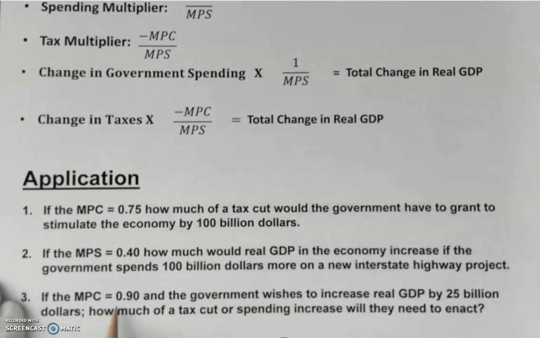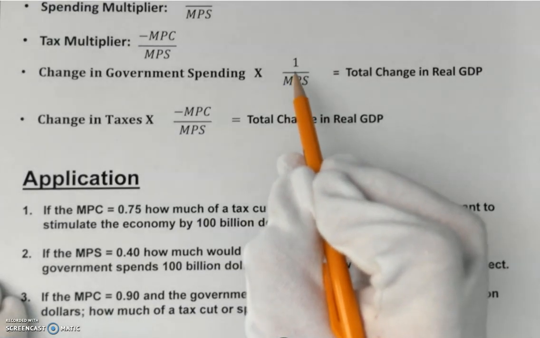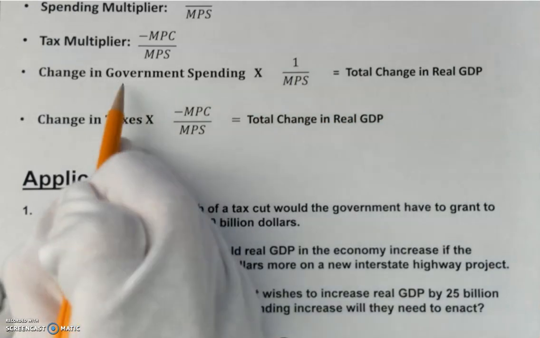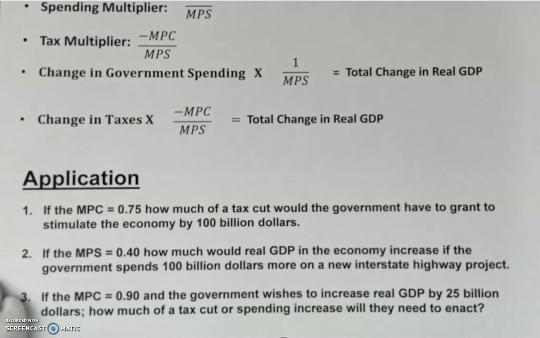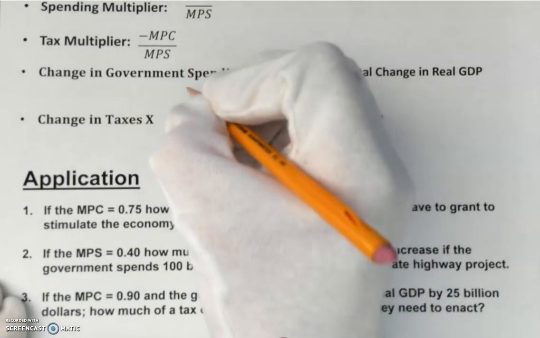So we know that the marginal propensity to consume is 0.9. And it also tells us how much they want to increase real GDP. So we're going to be able to derive the multiplier and the change in real GDP. Then we're going to solve for the government spending that would be necessary to achieve that. So let's plug this in.